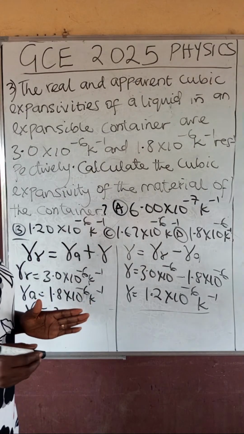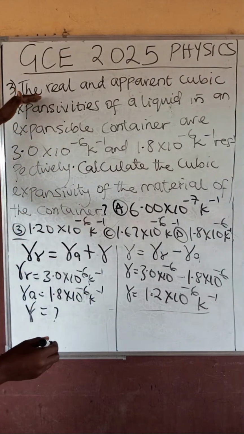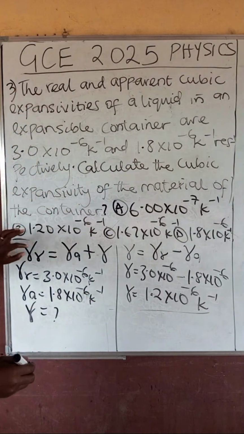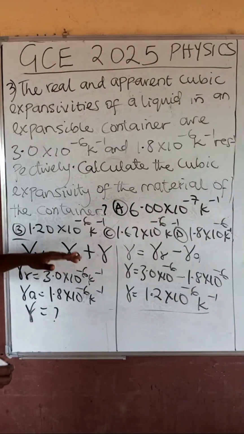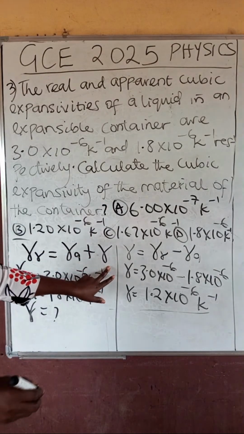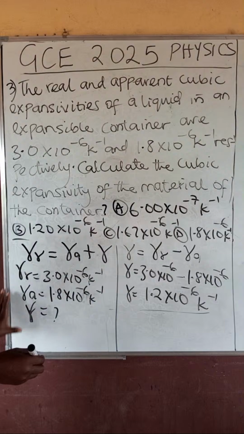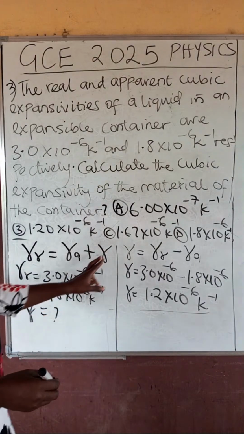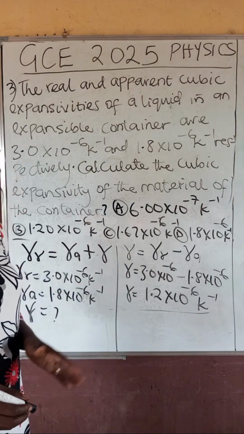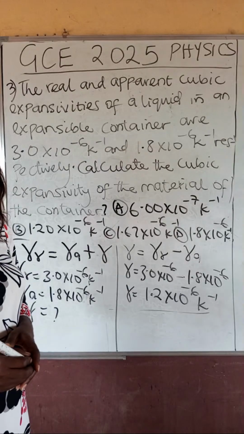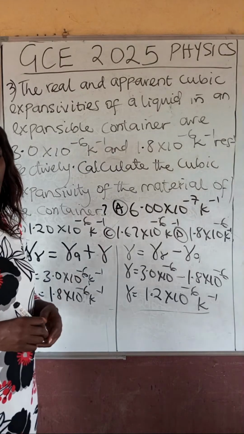Do we understand? So when you have such a question, what you are going to do is to state your parameters, knowing fully well that you're looking for the expansivity of the container. Then we substitute by stating our parameters, then make whatever you're looking for the subject, and you see your answer in front of you. Right, let's move to the next one.